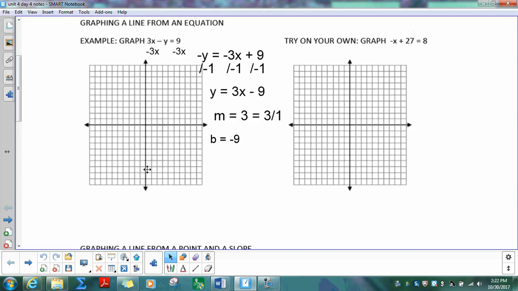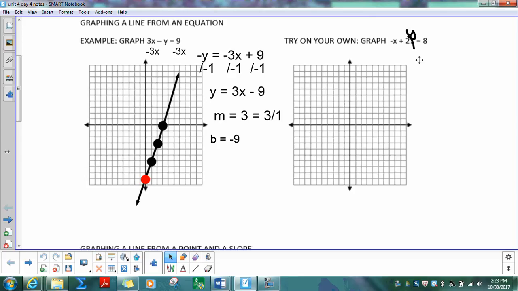So we plot negative 9, which is right down here. And we just follow our slope to plot the next couple of points. We go up 3 over 1. Here's our next point. Up 3 over 1, there's our next point. You can keep going, or you only need 1 point to draw your line. So once you have your points, you draw your line. That's your graph.